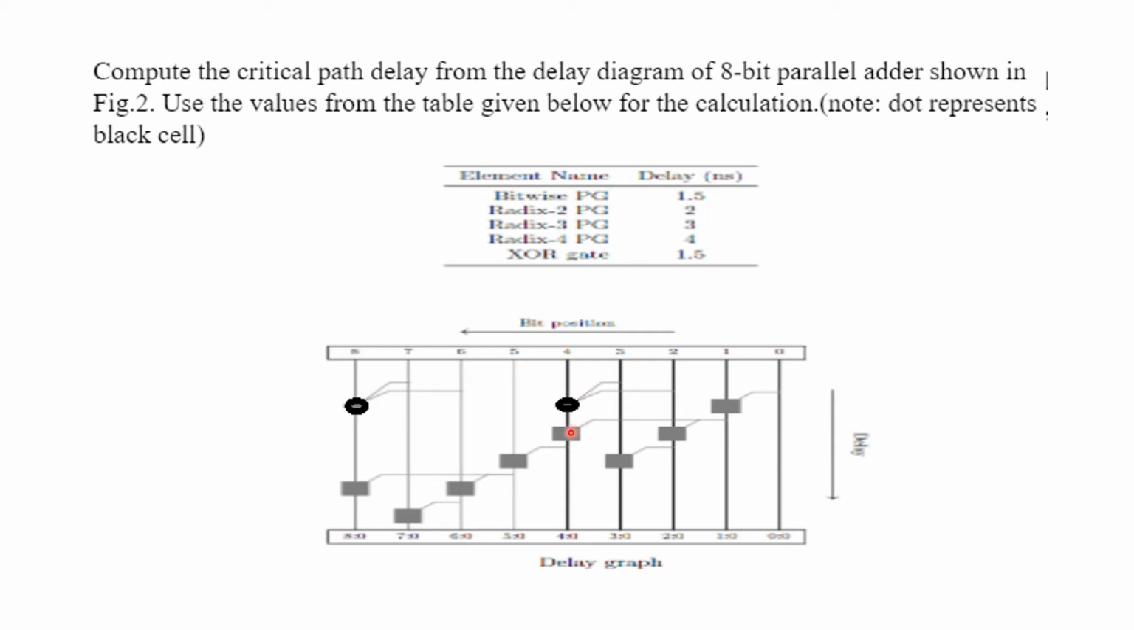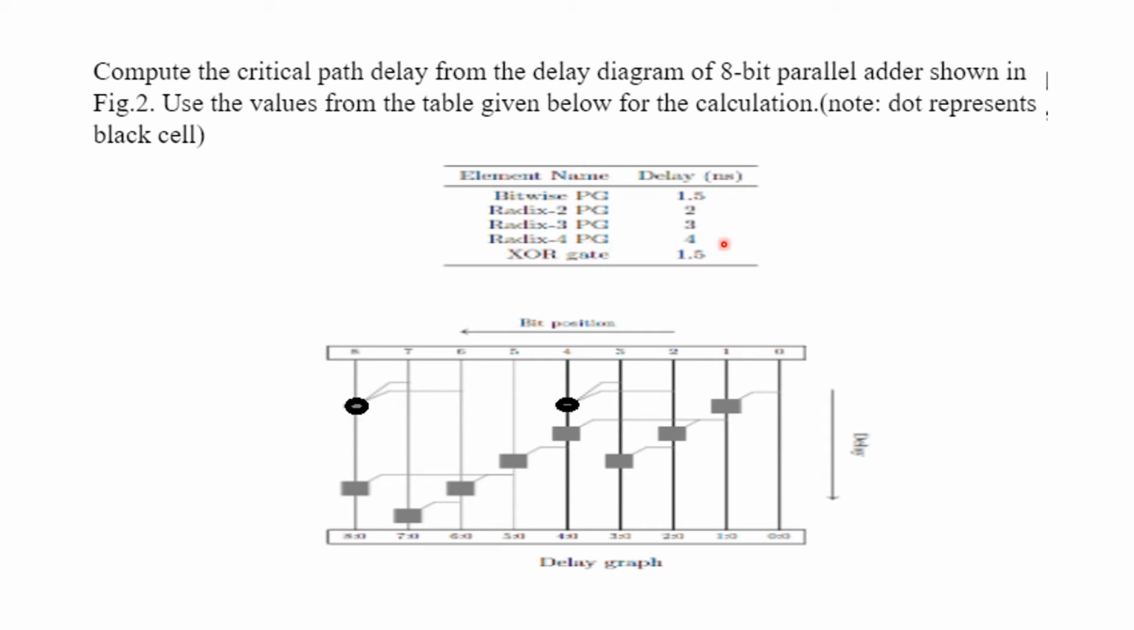So radix 2 is for a gray cell that takes in 2 inputs. So these are radix 2 cells. All these are radix 2 cells, PG cells. Radix 3 PG cell has a delay of 3 nanoseconds. So here these are radix 3 PG cells, right? This basically generates both group generate and propagate signals.